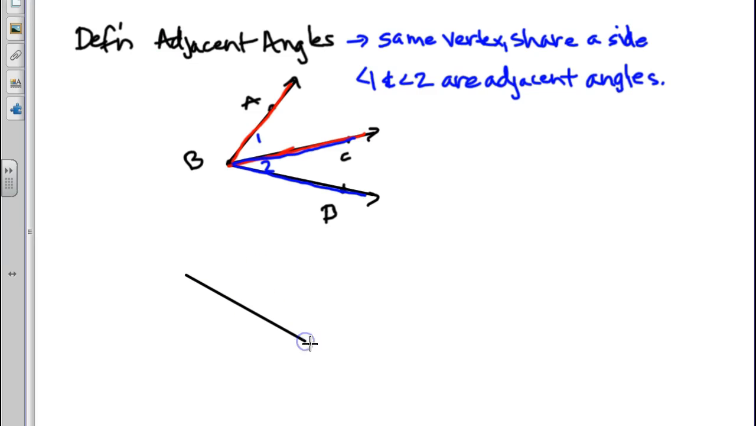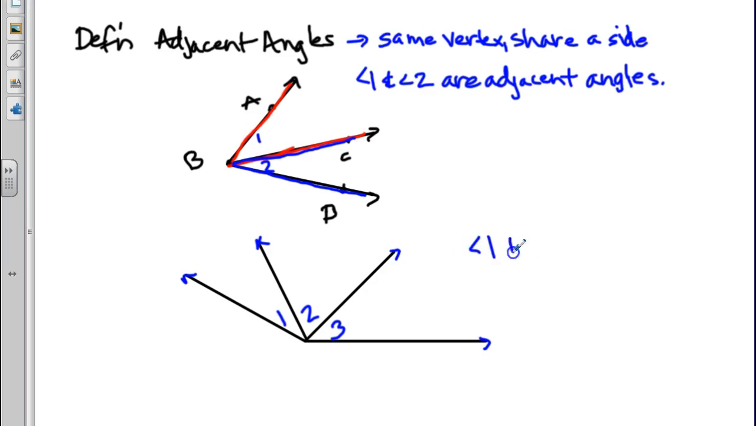All right, check this out. I have three angles here: angle 1, angle 2, angle 3. Are angles 1 and 3 adjacent angles? So look at angle 1 and look at angle 3. The answer is no. They do not share a common side. If I trace angle 1 and then I trace angle 3, I did not trace one of those rays twice. So angle 1 and angle 3 are not adjacent angles.